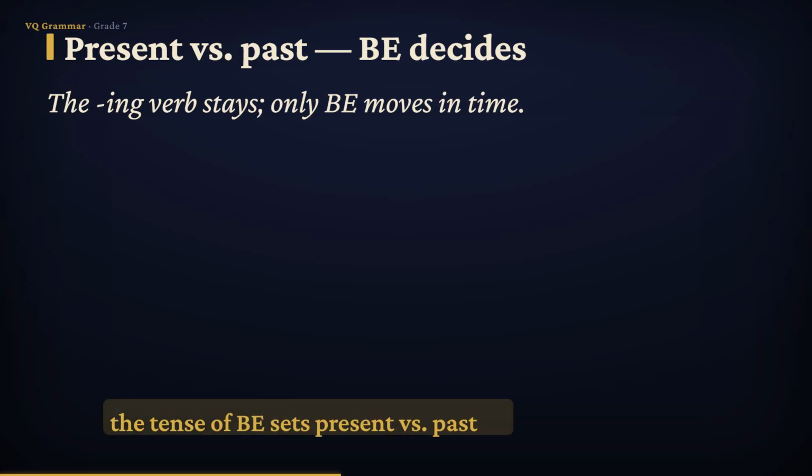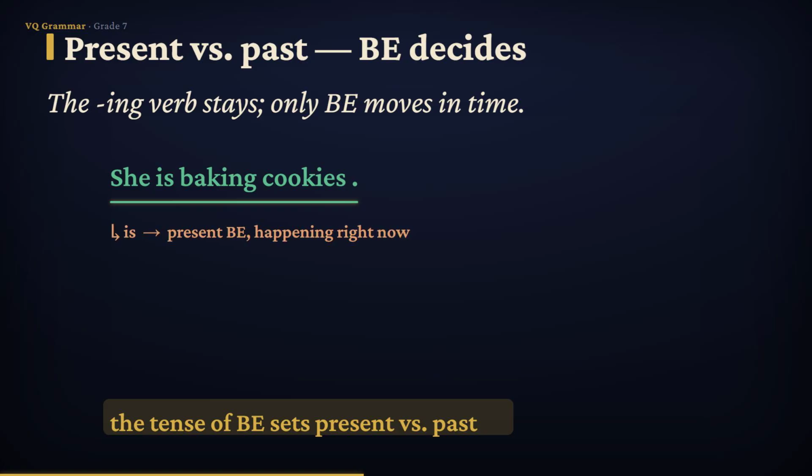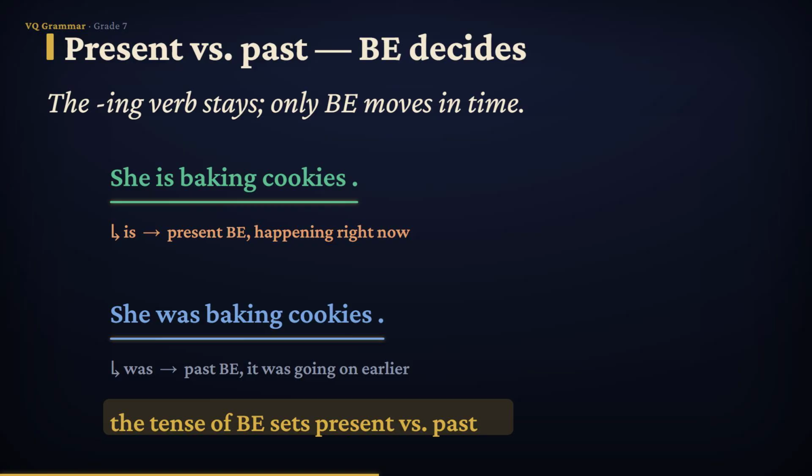Here's the move that ties it all together. The tense of be decides whether you're in the present or the past. Watch the very same action. She is baking cookies. The word is, a present be, puts it happening right now. Now, she was baking cookies. The word was, a past be, pushes it into the past, an action that was going on earlier. The ing verb, baking, never changed. Only the be verb moved the whole sentence through time.